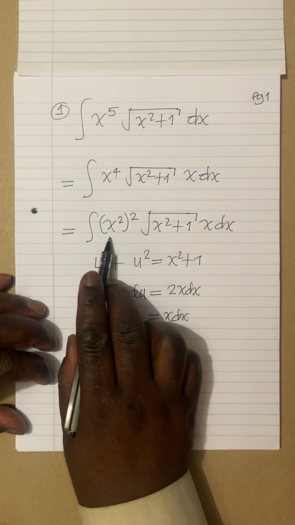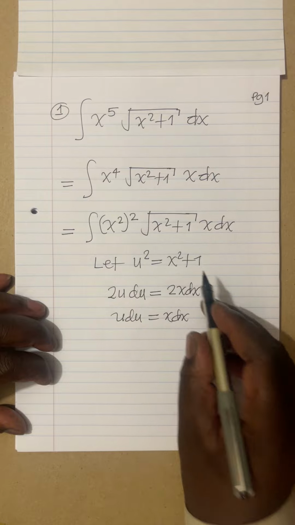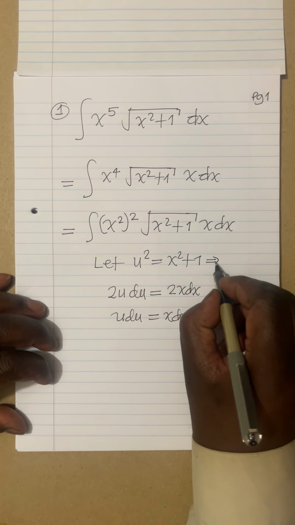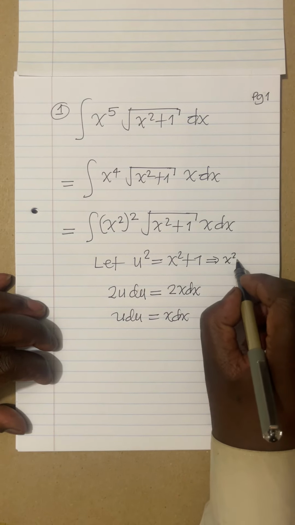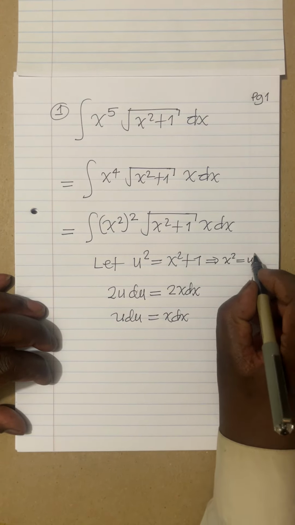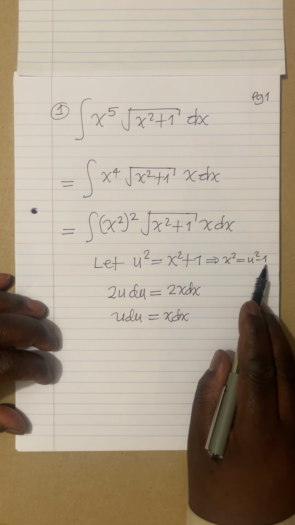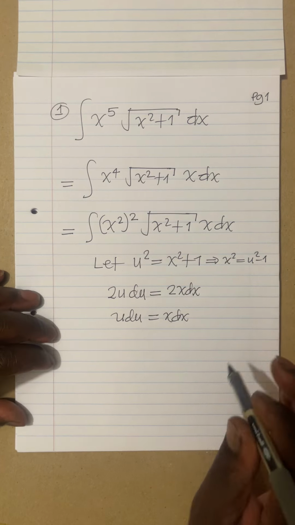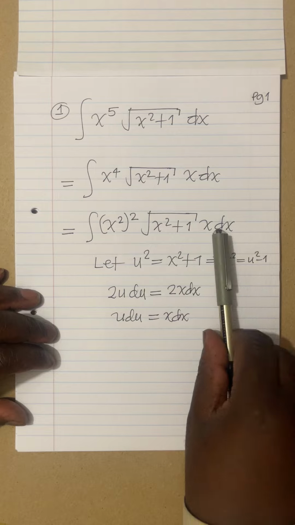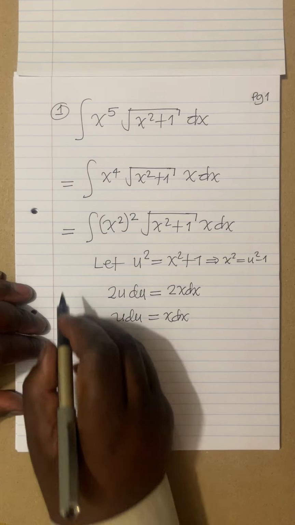But I have x squared here, so I must solve for x squared in this expression here. Solving for x squared, you'll agree with me that x squared is actually going to be u squared minus 1. Subtract 1 from both sides, you're going to get this expression here, u squared minus 1. So now I have to get rid of this expression, and that expression. Triple substitution, so to speak.